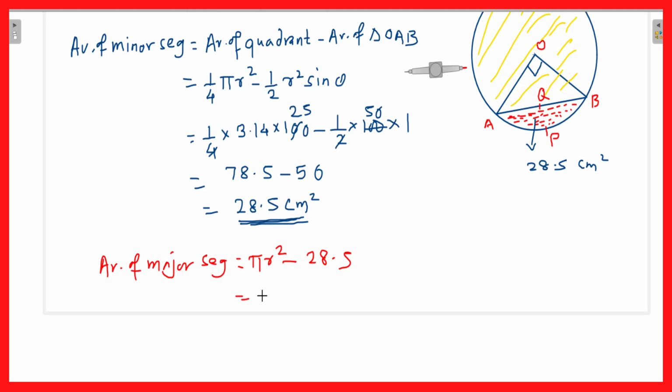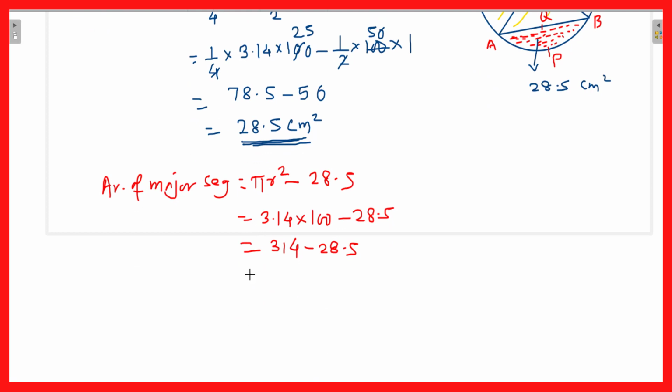So which is equal to 3.14 into r square, that is 100, minus 28.5. So if you multiply 3.14 by 100, it will be 314 minus 28.5. Solve this further, so you will get it as 285.5 square centimeter, and therefore the area of the major segment is 285.5 square centimeter.